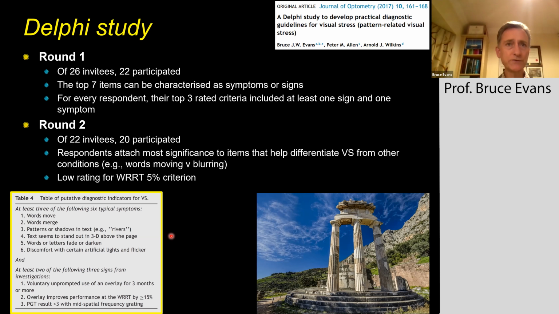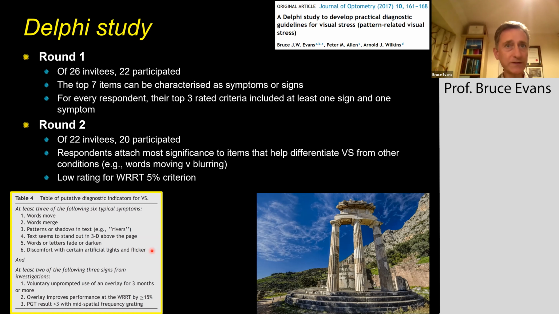So the conclusions from this Delphi study were that we think somebody has genuine visual stress or is likely to have genuine visual stress when they have at least 3 of these 6 typical symptoms: words moving, merging, seeing patterns or shadows in the text, a bit like something Gordon Plant mentioned, text appearing to come off the page, words or letters fading or darkening, and discomfort with certain artificial lights.